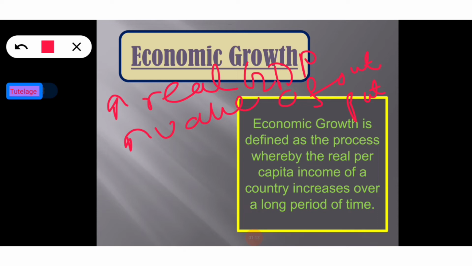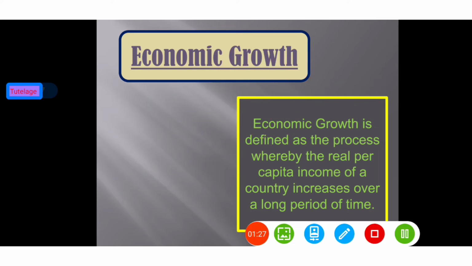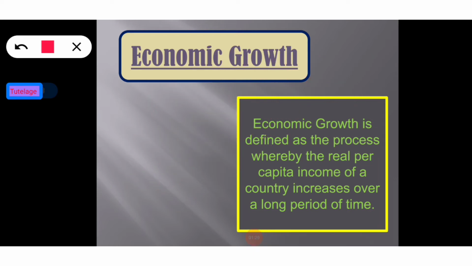There are two types of economic growth. The first one is extensive growth. At first we have to discuss the extensive one. What do you mean by extensive? Extensive means the quantitative increase of the use of one or more factors of production.